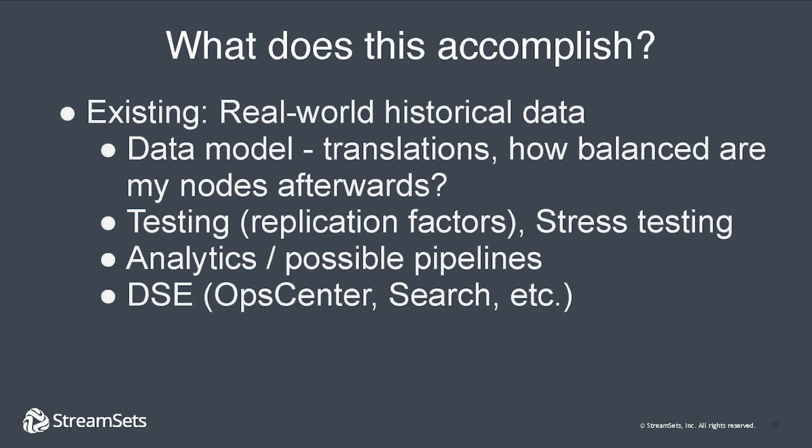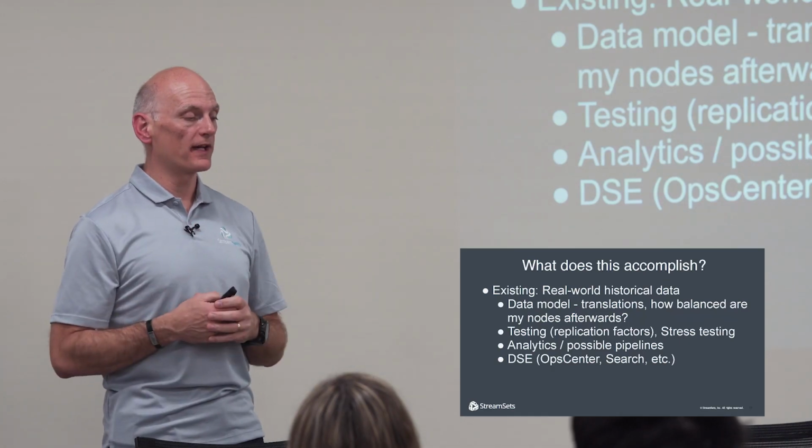So what are we accomplishing here? We can move across the historical data, and we need to think about the data model. We need to think about how we translate from that relational schema to Cassandra schema. And we'll see in a moment how different they can be.